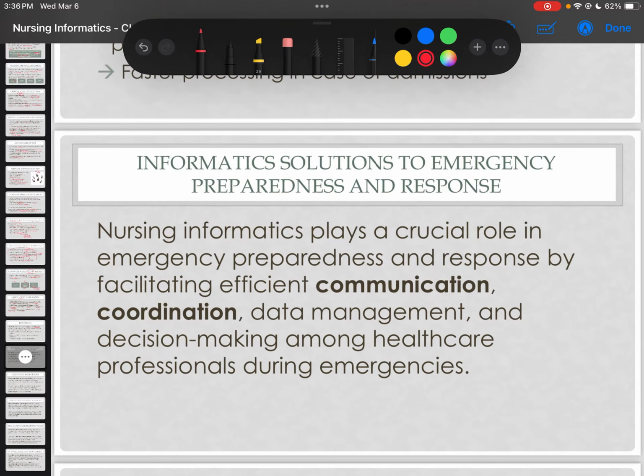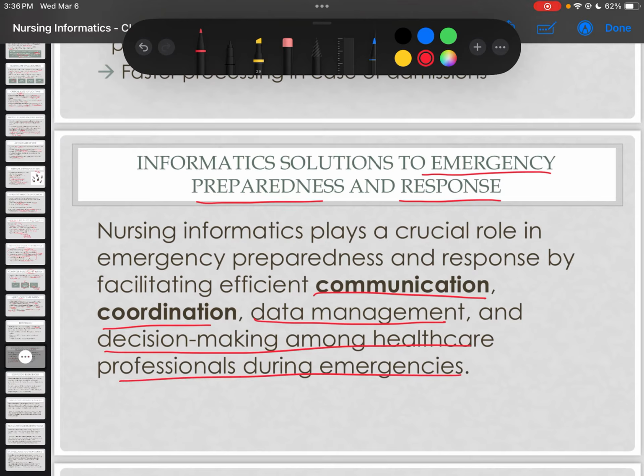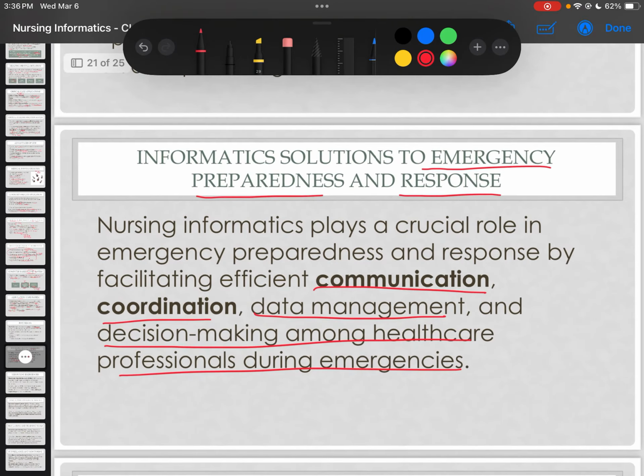Next and lastly is informatics solutions to emergency preparedness and response. Okay? Nursing informatics plays a crucial role in emergency preparedness and response by facilitating efficient communication, data management, and decision making among health professionals during emergencies. Okay? Now, class, during an emergency, most of the time there are many nurses, most of the time from different hospitals. So there needs to be coordination. Okay? There needs to be coordination.